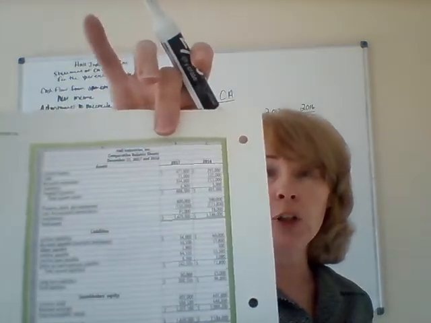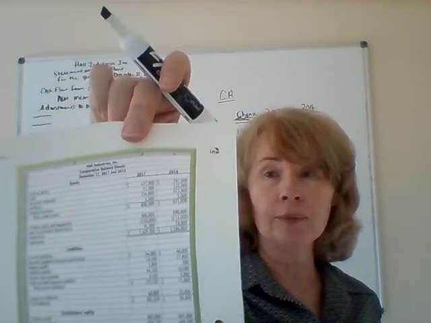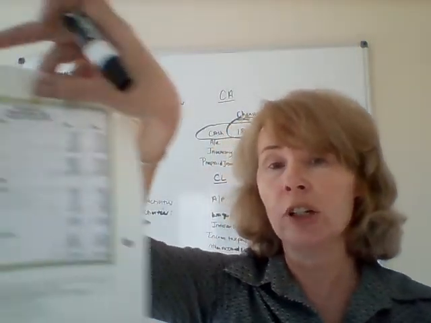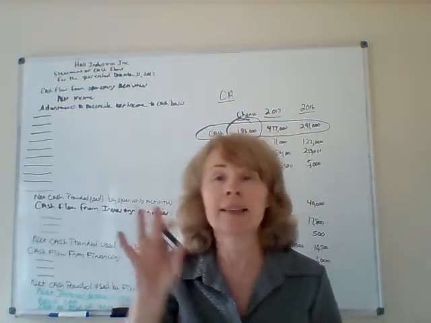They are giving you a balance sheet. They're giving you an income statement. And they're also giving you additional information way down the bottom, which we'll look at later.